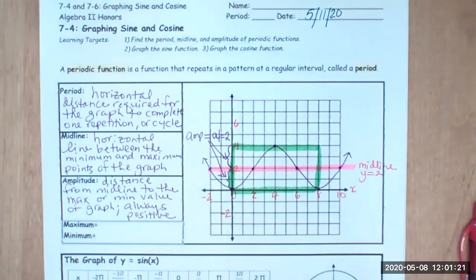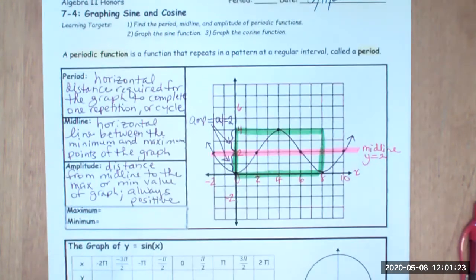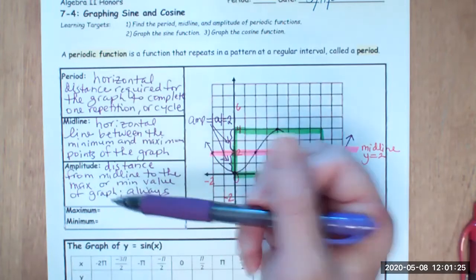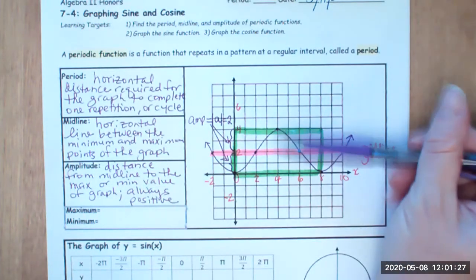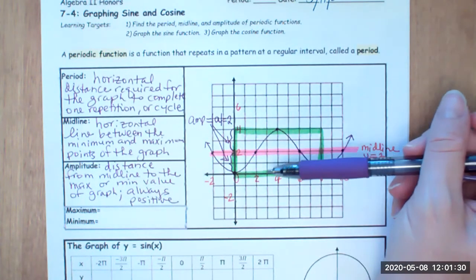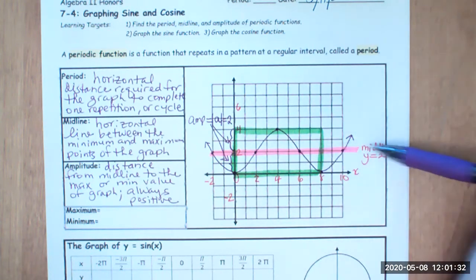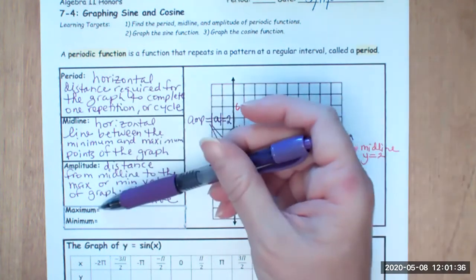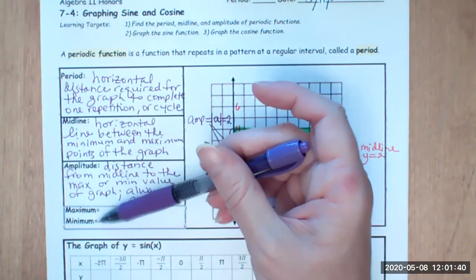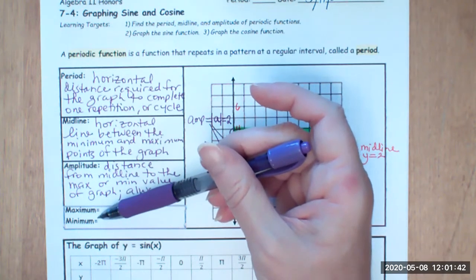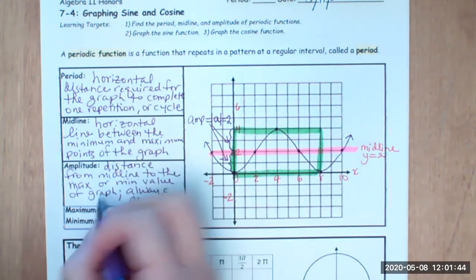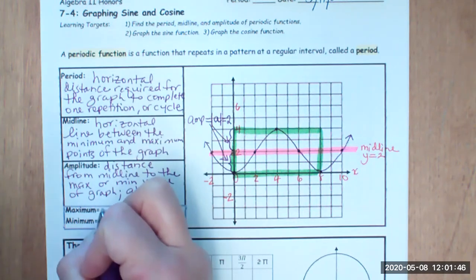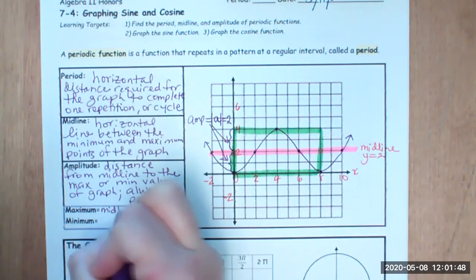Okay? Now, because of that, let's potentially say that you didn't have the graph right in front of you, but you knew what the midline of the graph was, and you knew the value of the amplitude. There's a very easy equation or formula that you can use to calculate the min or max value of the graph. Very, very straightforward.